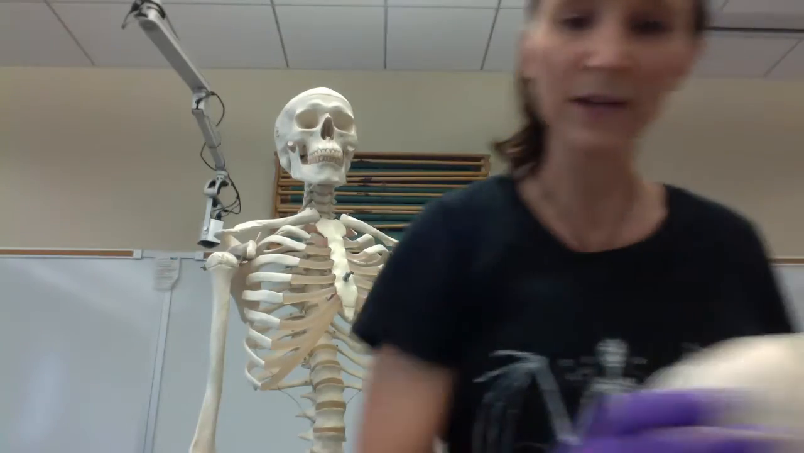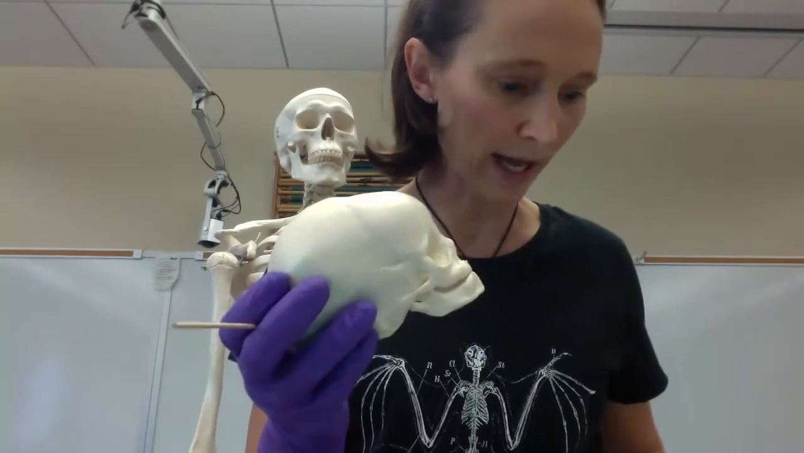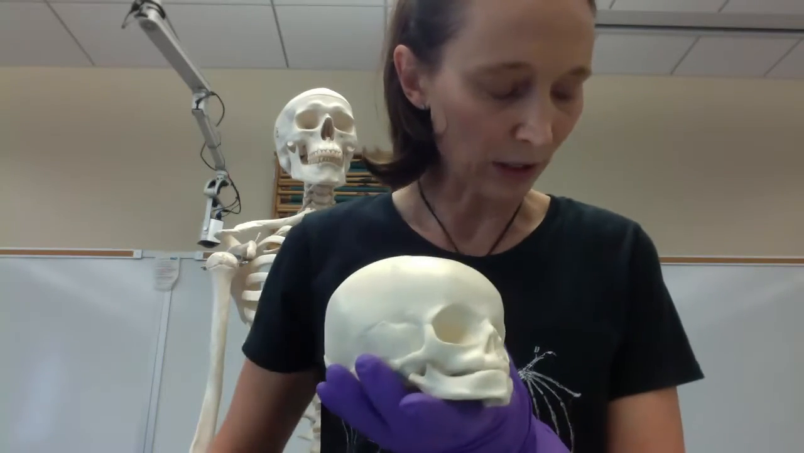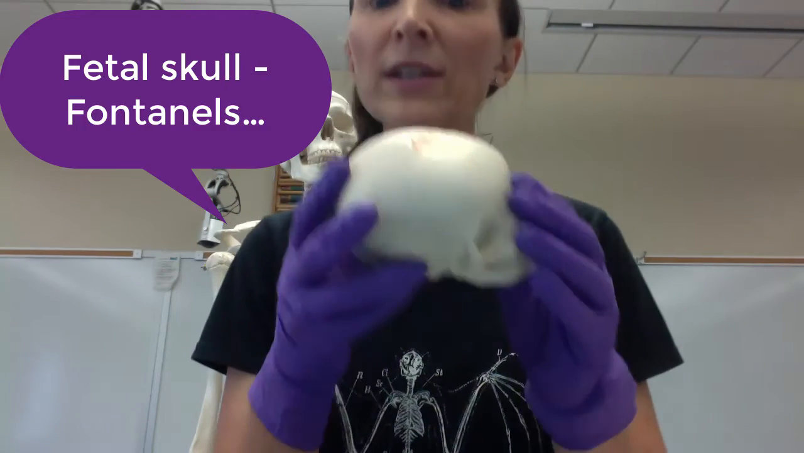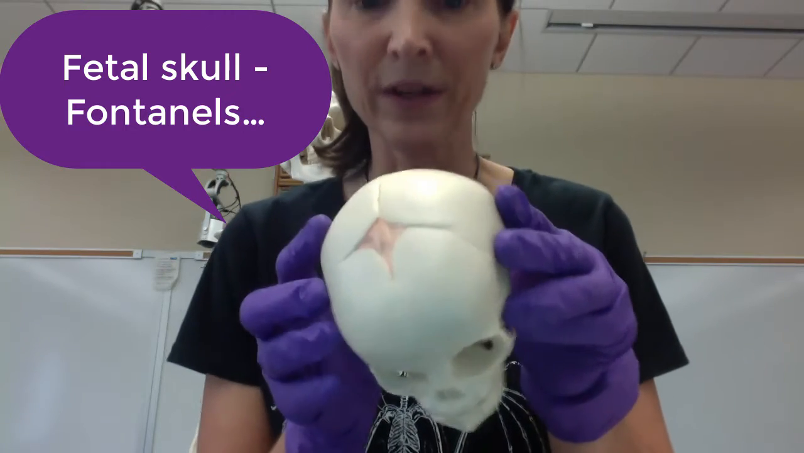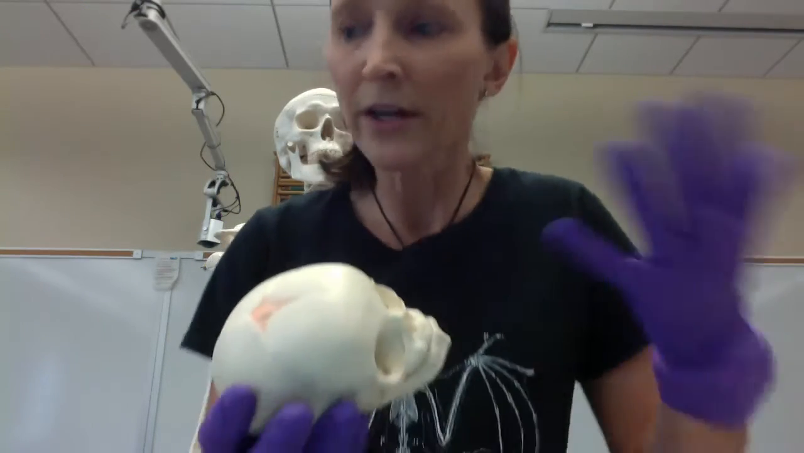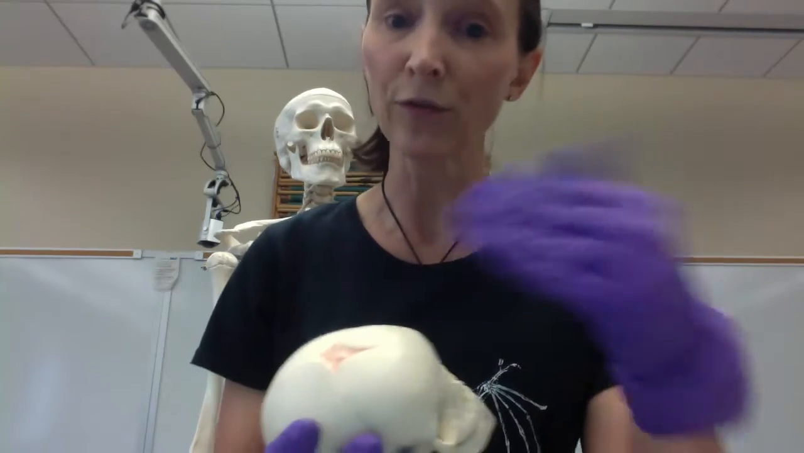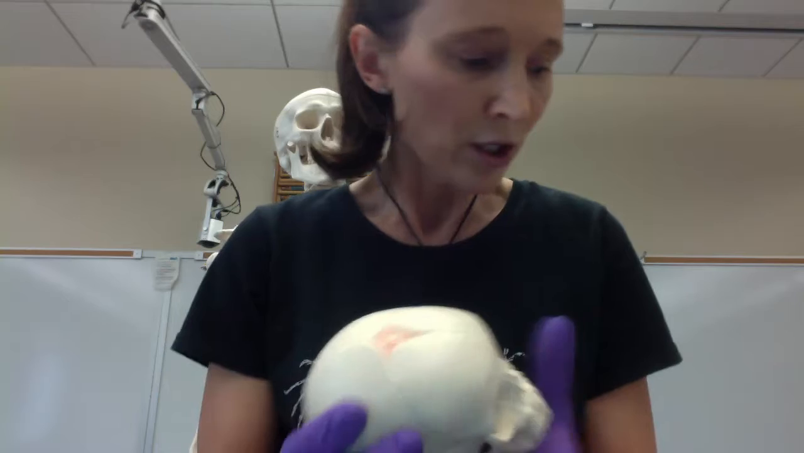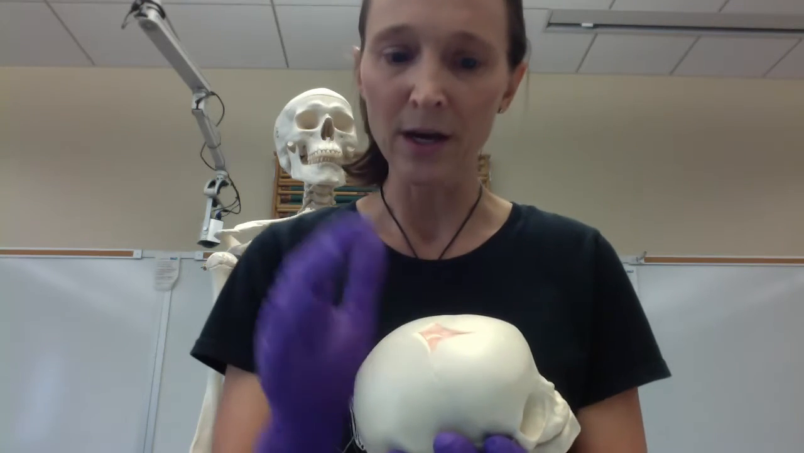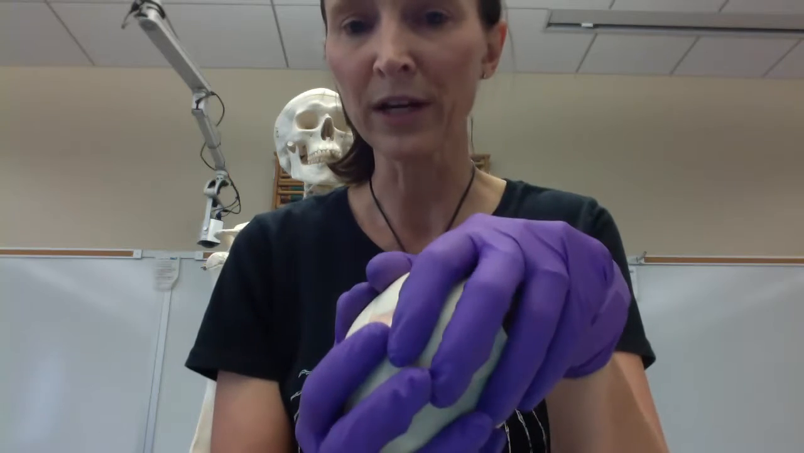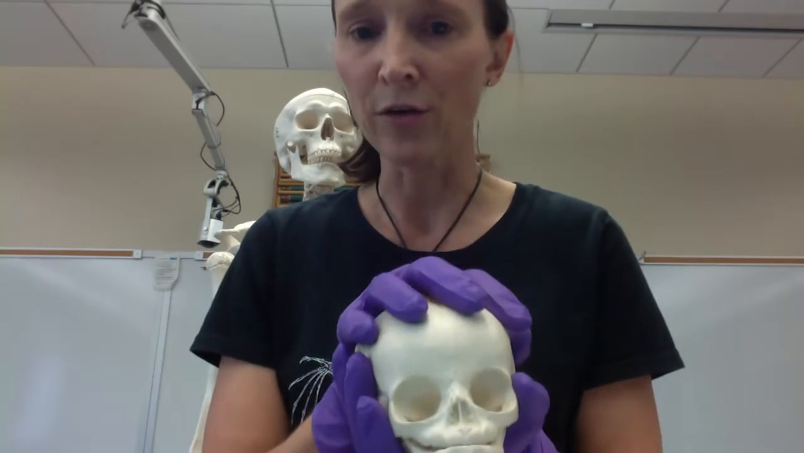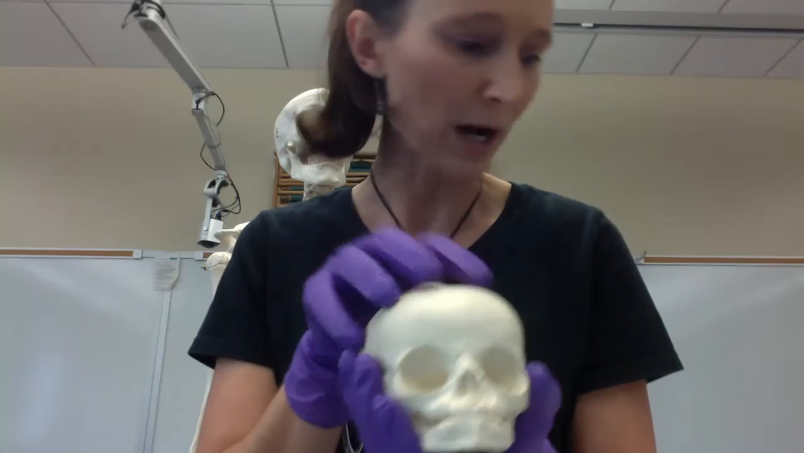Now, one thing that I think students find really confusing, and that's why I'm going to pull up the fetal skull here, is that fontanelles are only on the fetal skulls, okay? You're not going to see fontanelles on an adult skull because they're closed. They're fused and they're now sutures. So you only have these fontanelles on the fetal skull. And this is so that it makes it easier for the fetus to move through the birth canal during the birthing process.